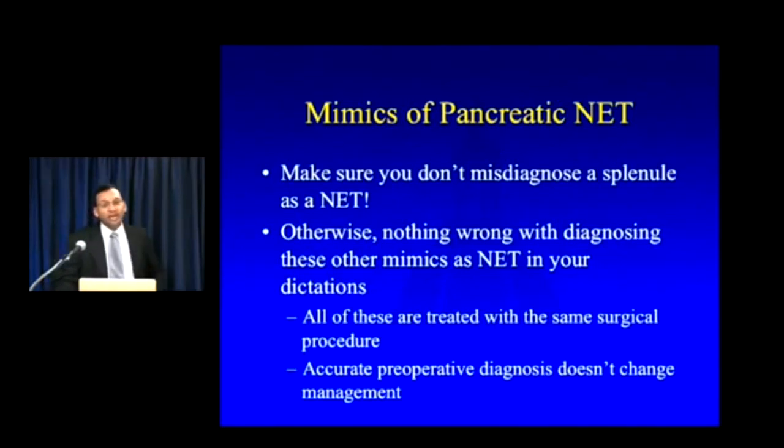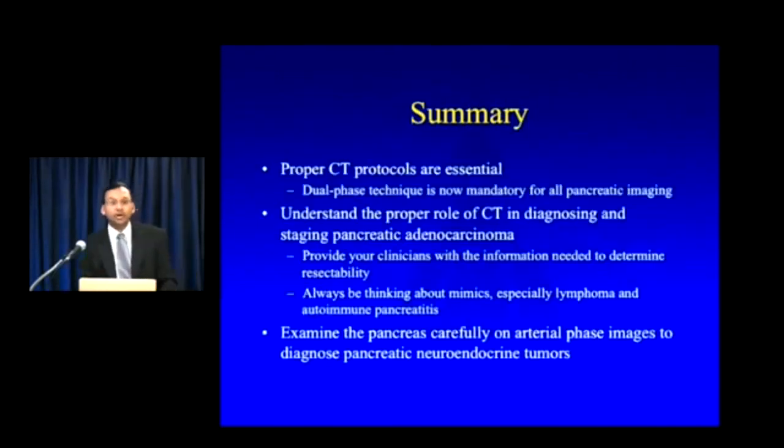Now, when you're talking about pancreatic NETs, I'd say in most cases, it doesn't matter whether you're able to differentiate one of these mimics from an NET, because the treatment's going to be the same. All of them are going to get the same surgical procedure, so accurate preoperative diagnosis isn't really going to change management. But the one diagnosis you cannot miss, the one diagnosis that is really going to make you look bad in front of your referring surgeons, is going to be when you misdiagnose a splenule as an NET. So anytime you see a neuroendocrine tumor near the tail, or what you think is a neuroendocrine tumor, sit back at least for a minute, think about the possibility that it could be a splenule, and decide whether or not you want to get a nuclear medicine study for confirmation.